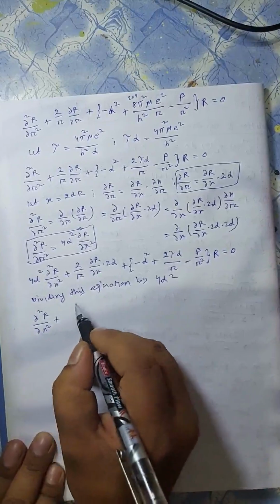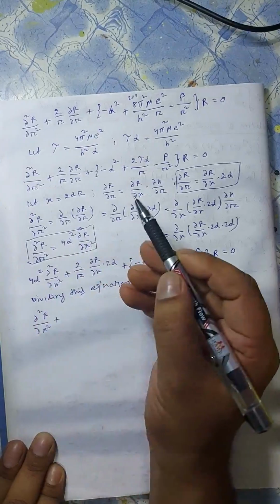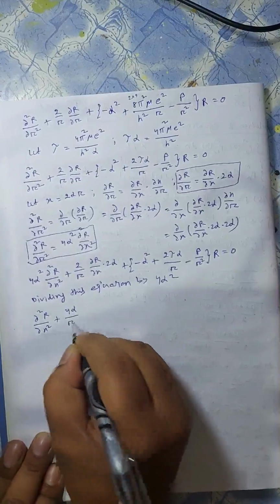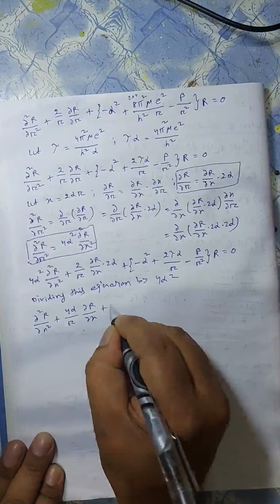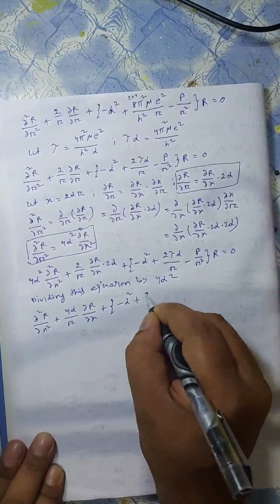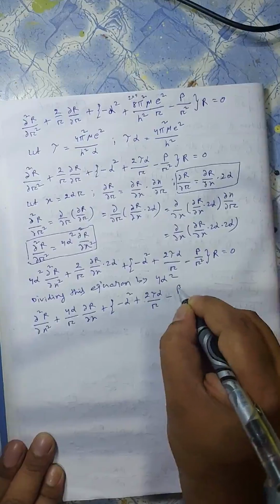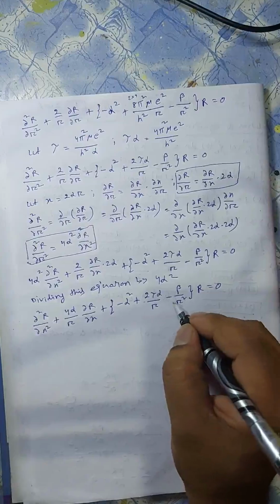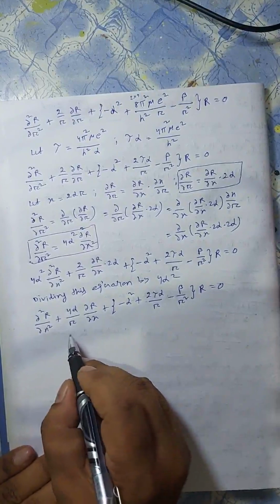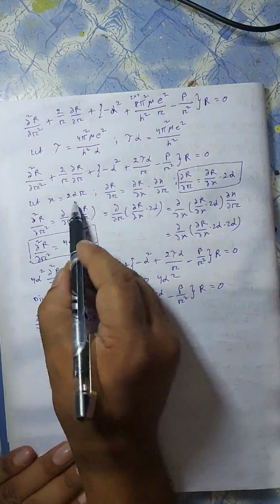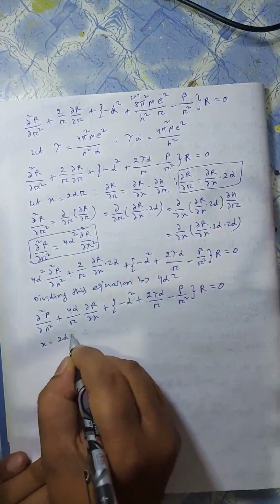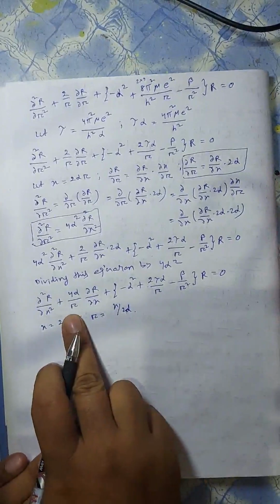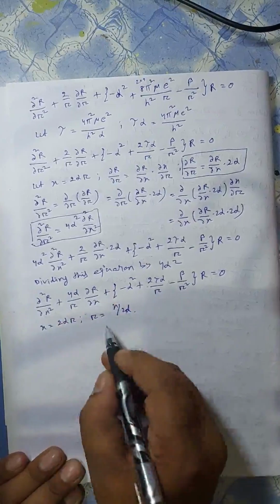Then the remaining term, what do we do? We keep it like this: 4 alpha by r, del R by del x, plus, minus alpha square, 2 lambda alpha by r, minus beta by r square, whole bracket R is equal to 0. Then what we do? We have to convert all r into x. We take x is equal to 2 alpha r, so r is equal to x by 2 alpha. Then we substitute here in place of r, x by 2 alpha.